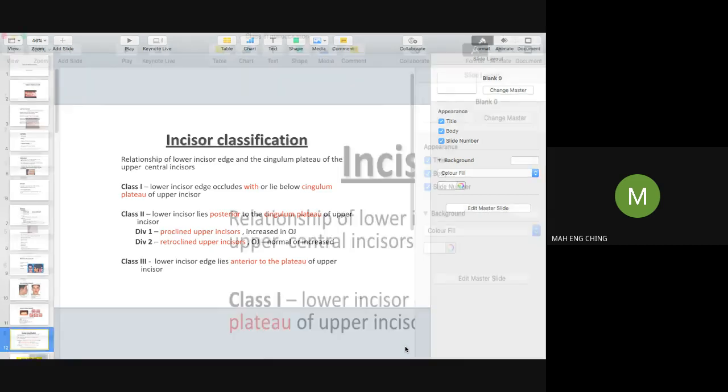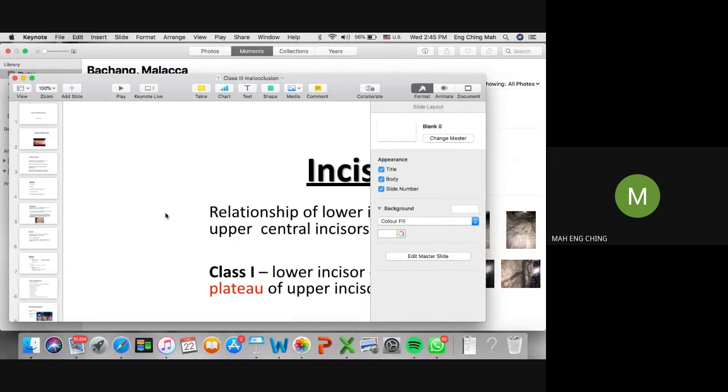Okay, no questions? Then I will end the lecture and I will see you next time for the tutorial. Before the tutorial, just go through class 1, class 2, and class 3 malocclusion, then combine everything together. We'll go through some case scenarios, maybe some pictures, and you can plan the case together.